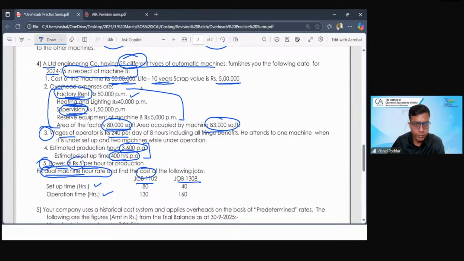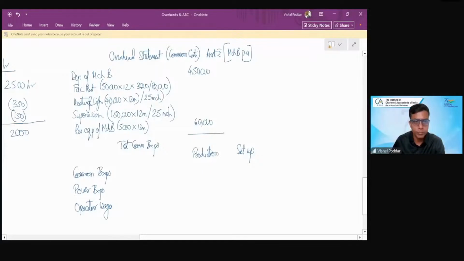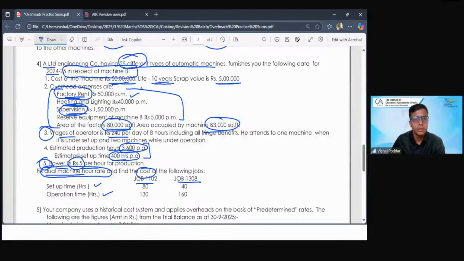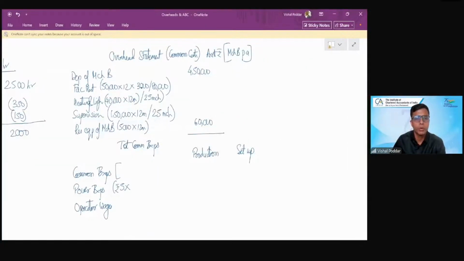Now power is given as 5 per hour for production. Now what are the hours? 3,600 and 400. So we'll apportion this common expense in this ratio. Now power will be rupees 5 into 3,600 hours, which is only for production. So nothing will come in setup.